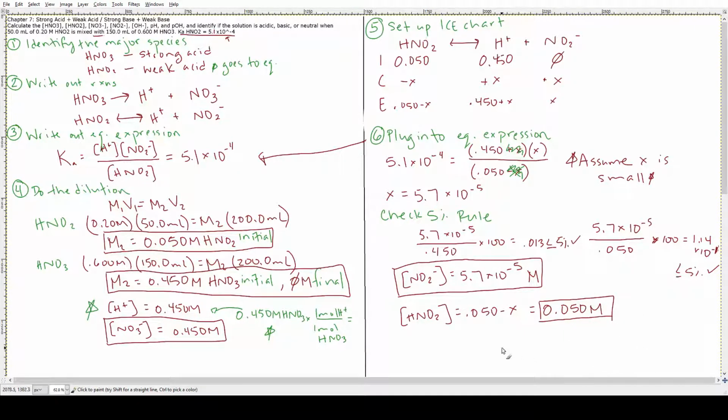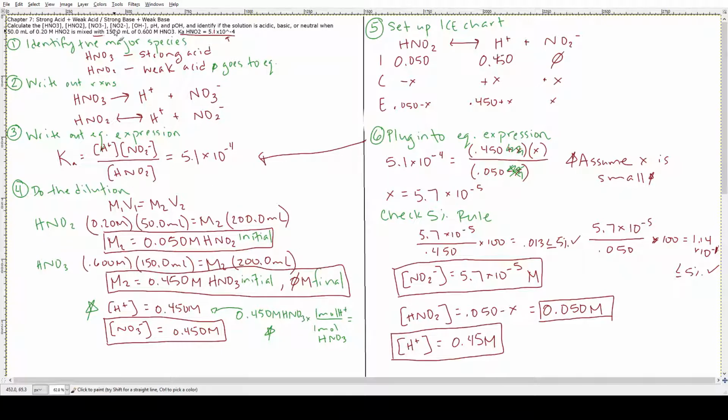Now I can figure out the concentration of hydrogen ions, and that'll be equal to 0.450 plus x, which will give me, oh, look at that, it stays the same, 0.45 molarity. Pretty cool. That is done.